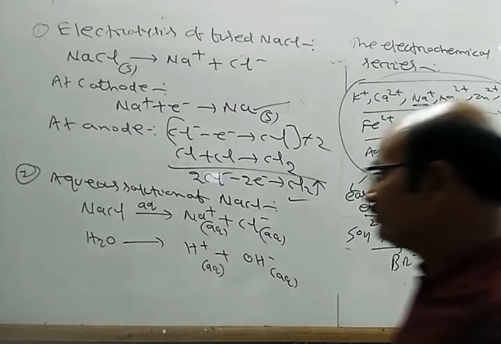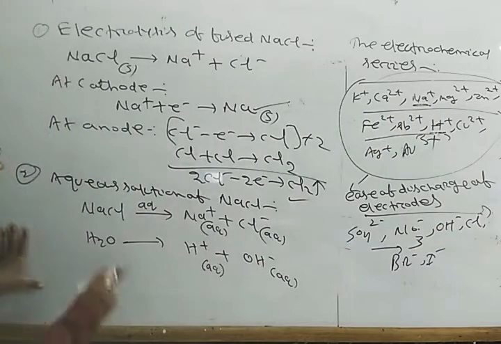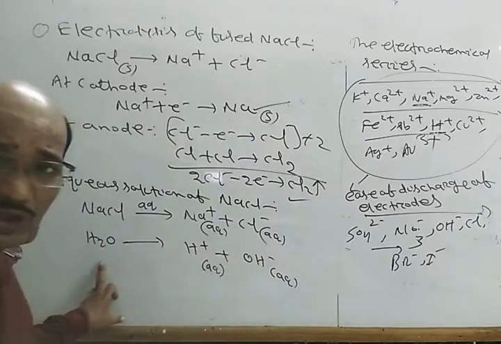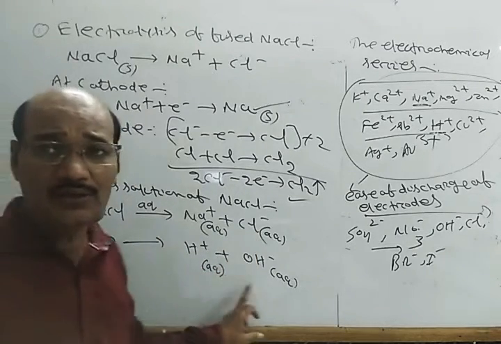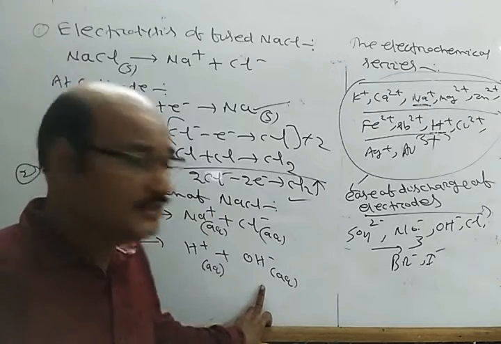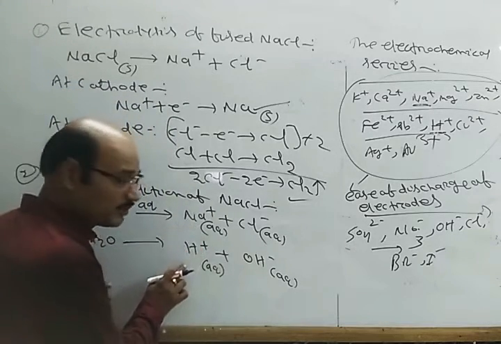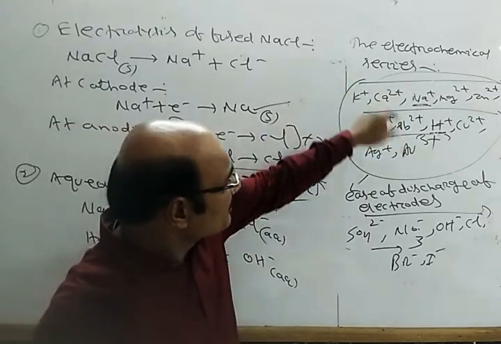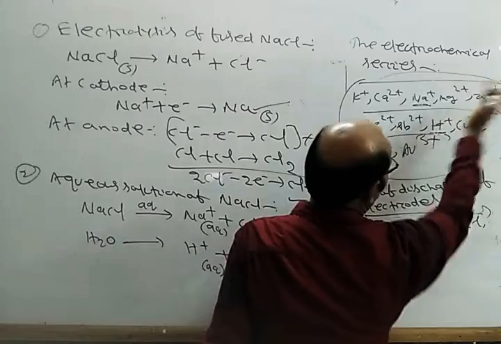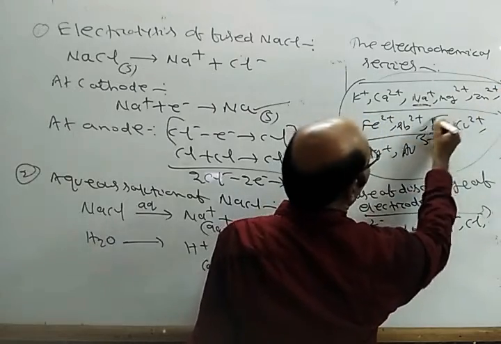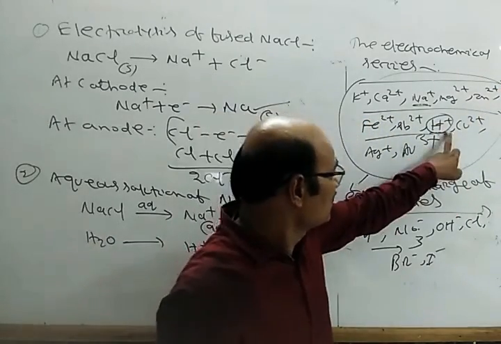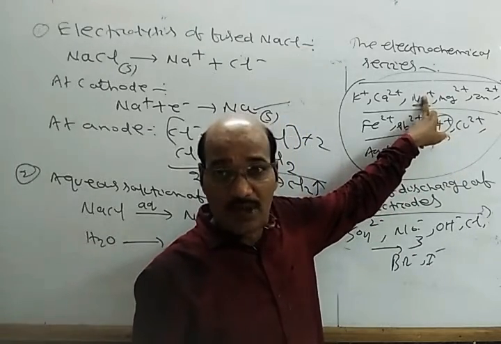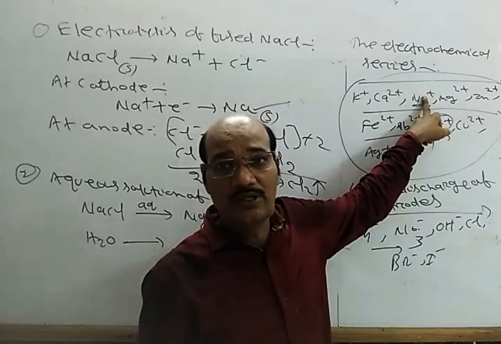Now see here, we have NaCl giving Na+ and Cl-, and we have H2O giving H+ and OH-. In this case, we have Na+ and H+. If you see this electrochemical series, the ease of discharge is increasing in this way, and H+ is higher. So H+ has the higher discharge potential as compared to Na+. That's why here H+ will discharge.